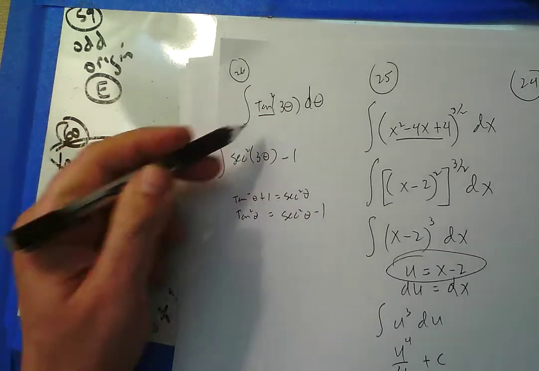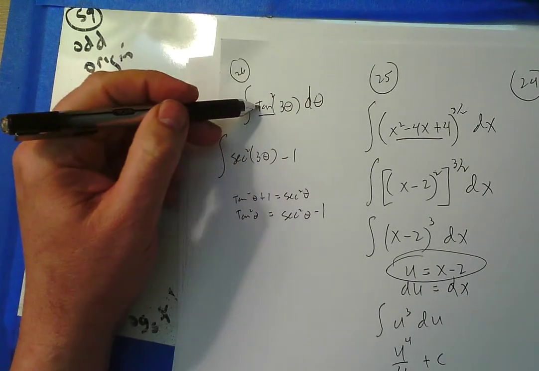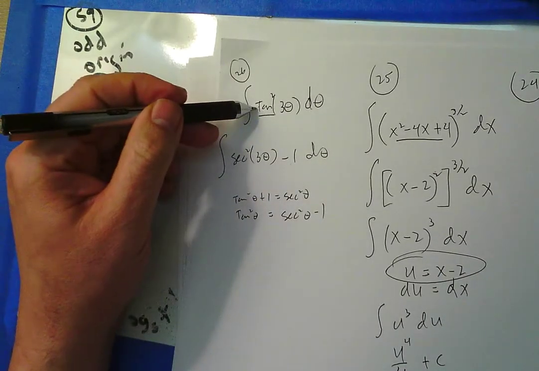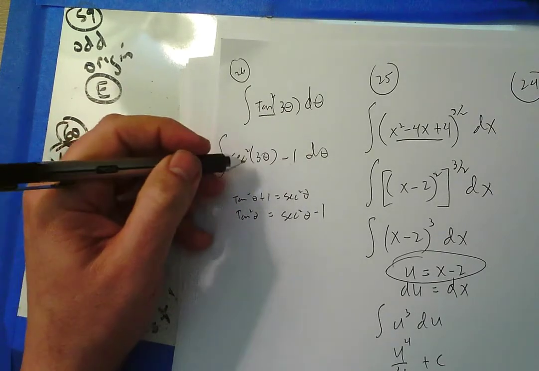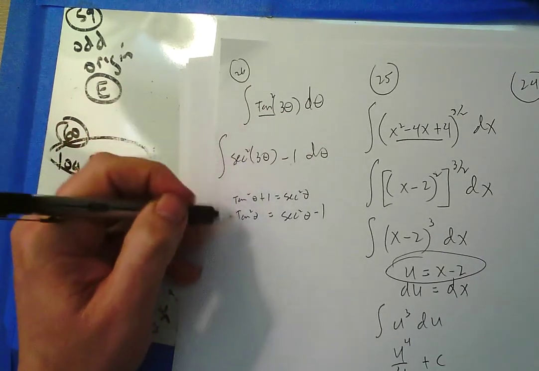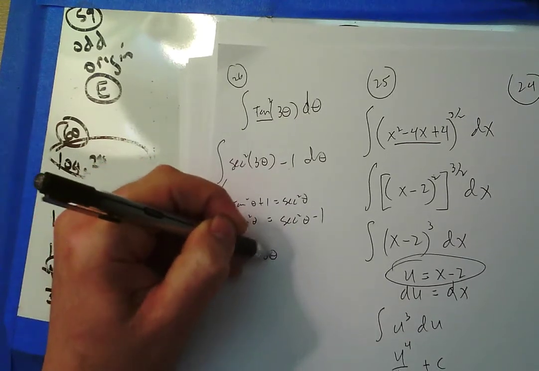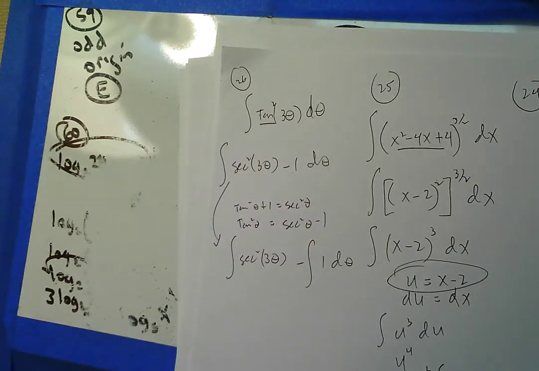We've done this one at least twice in class now. So I need to rewrite this as this, which is an impossible integral for me, and now a very possible integral. So here, the integral of secant squared 3 theta minus the integral of 1 d theta.